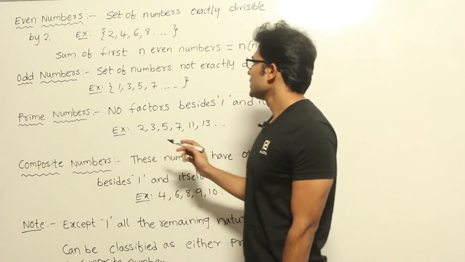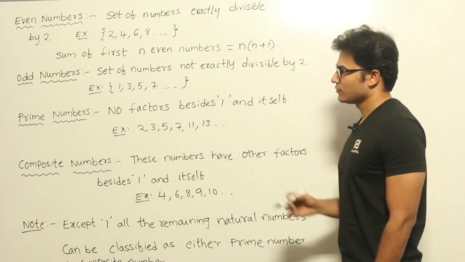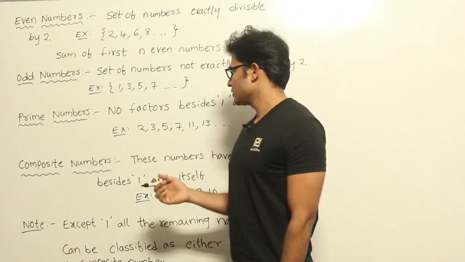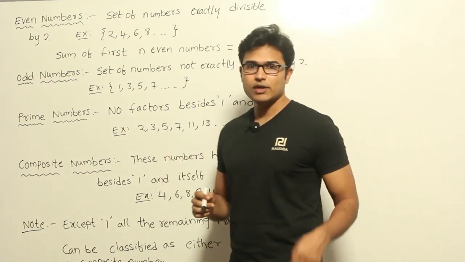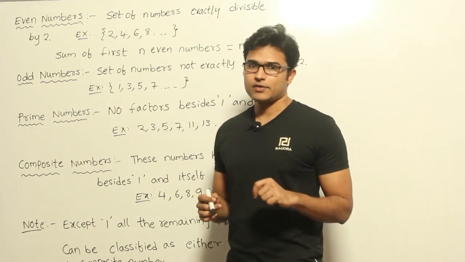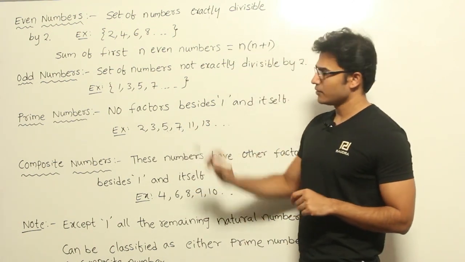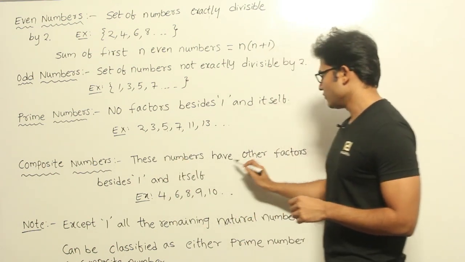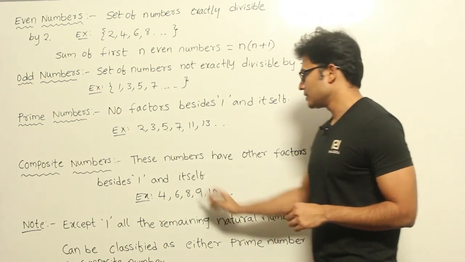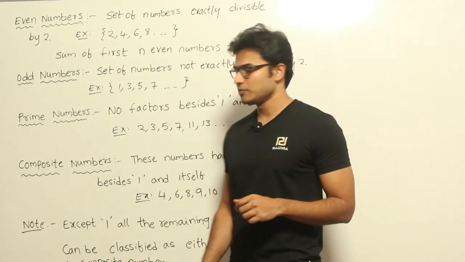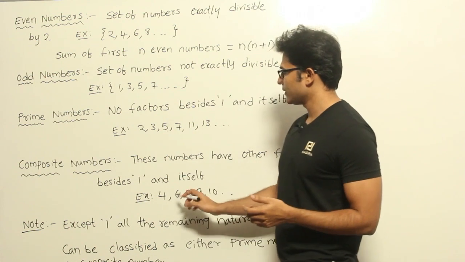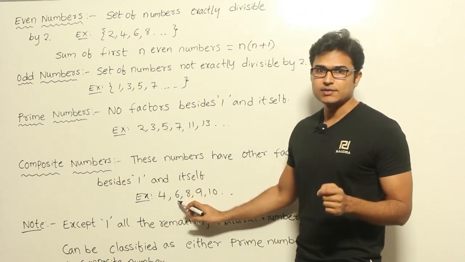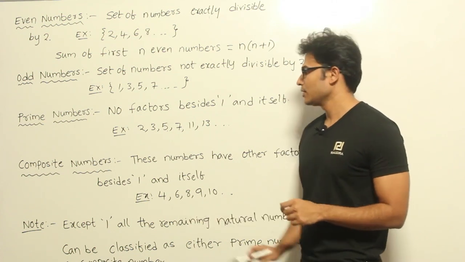Now prime numbers have no factors besides 1 and itself. So these numbers don't have any other factors besides 1 and itself, right? For example, if you take the number 5, you cannot have any divisor for 5, right? So the only factors possible for 5 are 1 and 5. And composite numbers are the numbers which have other factors besides 1 and itself, which means if you take 4, 6, numbers like this, let us say 6, it is 2 into 3, therefore other than 1 and 6 it is having factors 2 and 3, right?